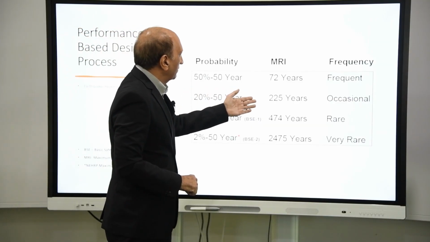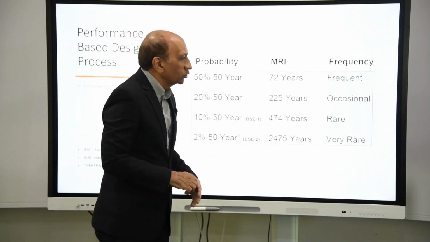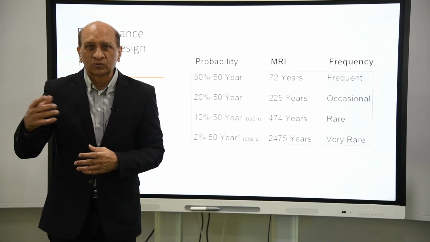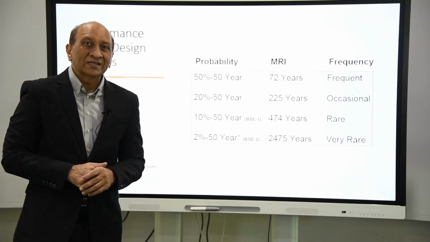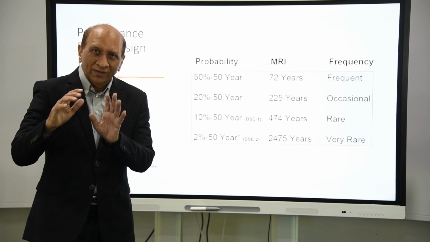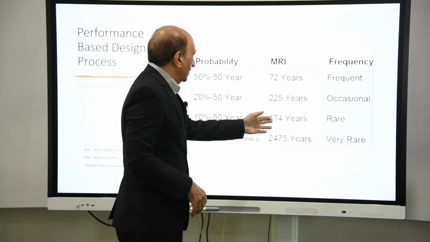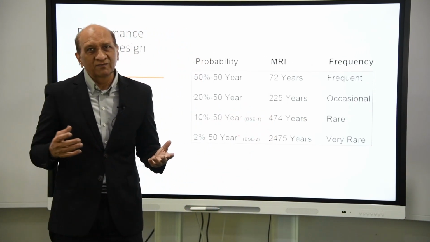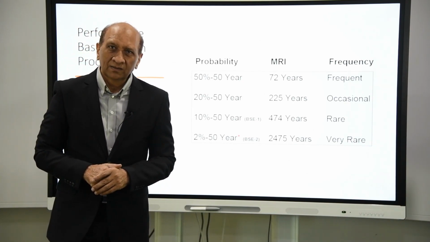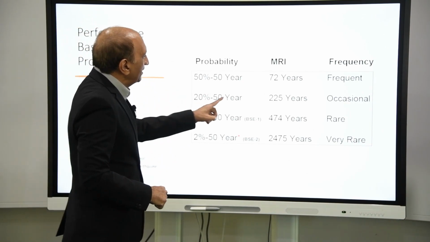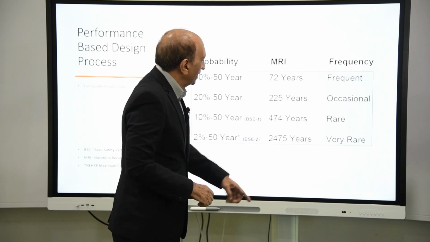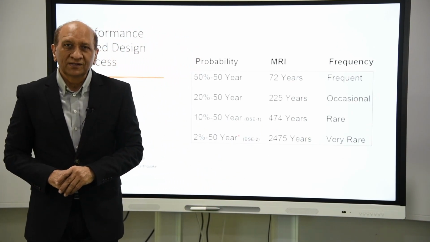Another earthquake is the occasional one. So this is about 225 years, roughly every 200 years it will come, once in every 200 years. So it's occasional. Then it is a rare earthquake, which comes after every 450 years return period. And another one is a very rare, exceptional earthquake, which only comes after every 2,500 years.